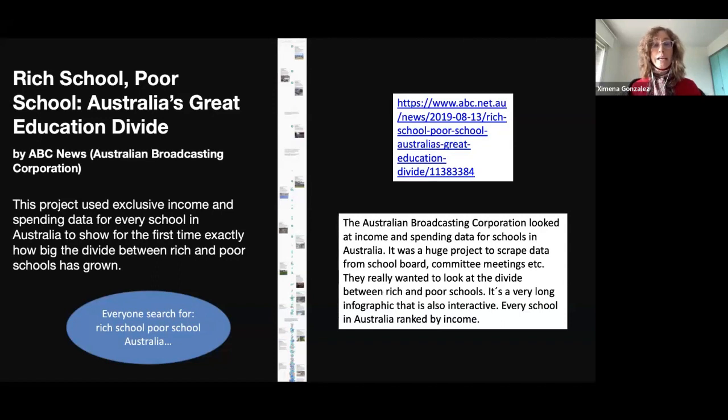And this is a lot of data, right? Basically, these are all the schools in Australia that they're plotting in terms of income. Well, it's income and expenditure. Okay, I'm slowly going to get into it. Hopefully everybody's on the same page.